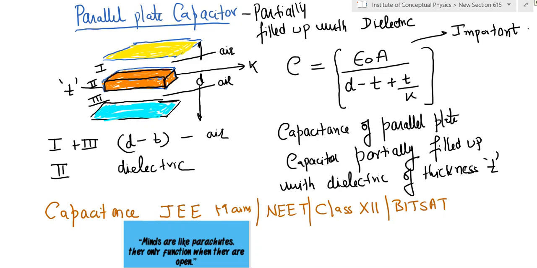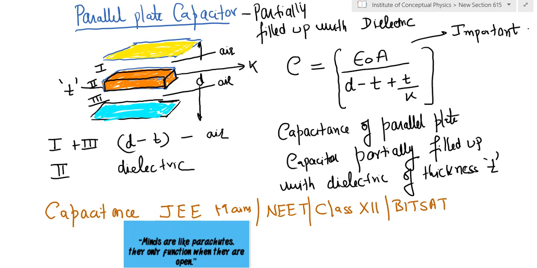You can see this is a situation of a parallel plate capacitor which is filled up with a dielectric of thickness T, and the remaining space is filled up with air. The space which is filled up with air is 1 and 3, and the total spacing for air is d minus T, and the dielectric is of thickness T. The area of the dielectric which is inserted and the area of the plates is equal.